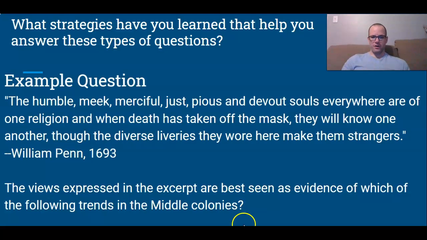So the question here says, the views expressed in the excerpt are best seen as evidence of which of the following trends in the middle colonies. So right off the bat, the thing we should make sure is that we know that we're talking about the views expressed in the excerpt, which is this right here, are best seen as evidence of the trends in the middle colonies. Another way to say that is the defining characteristics of the middle colonies. What are the things that we talked about in the lecture videos that describes the middle colonies as a whole?